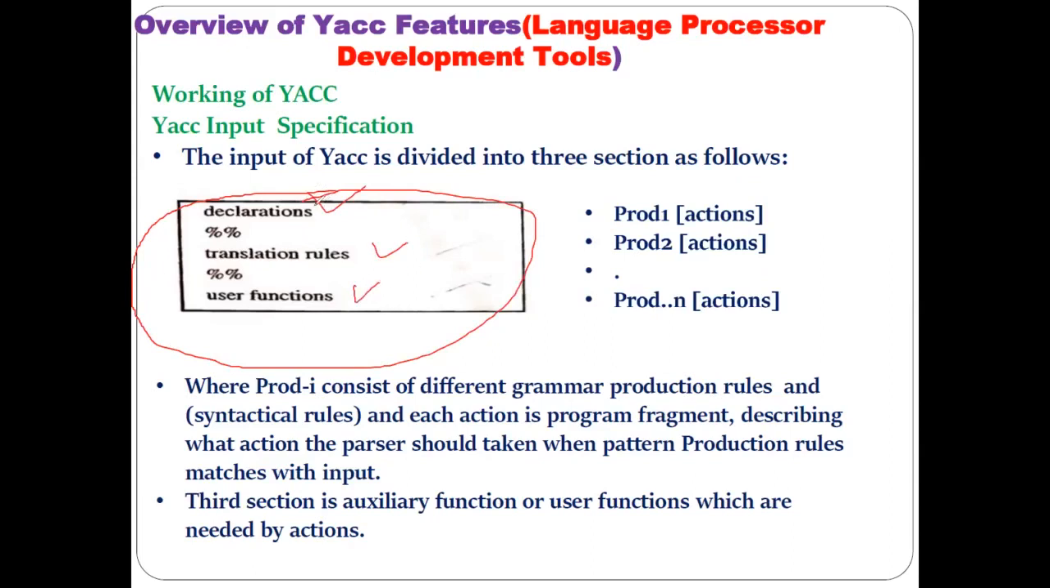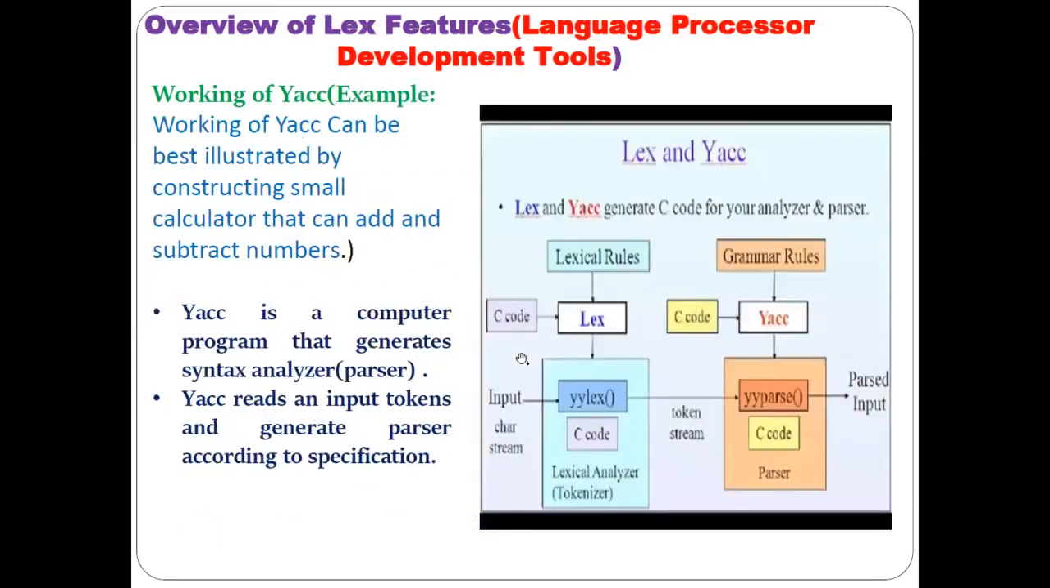So this is all about the Yacc input specification, which consists of three sections: declaration, rule section, and user function. In the declaration part, you declare the tokens, the header files, and whatever other kinds of things you want to declare. In the rule section, you write the rules in the form of grammatical rules followed by actions. And in the user function section, you mention some auxiliary functions, which I will show in the example.